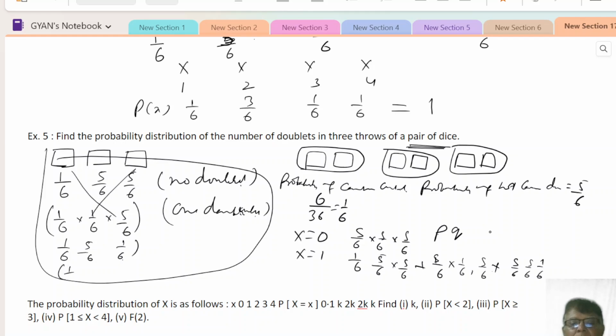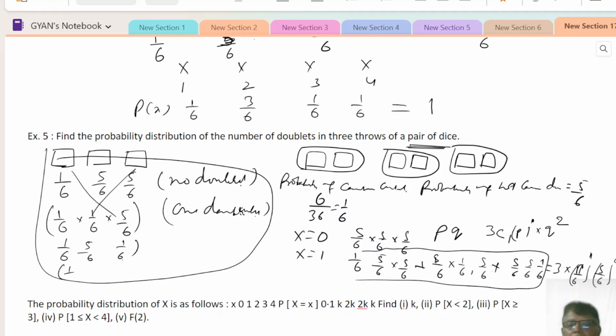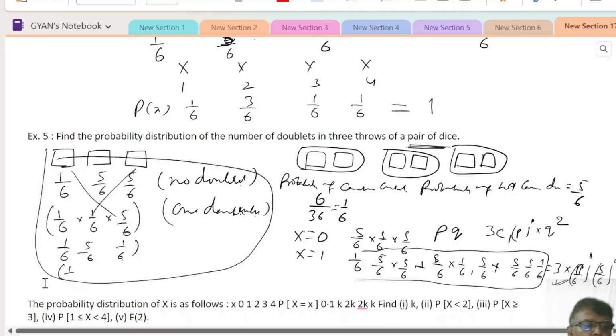Then what will be the three trials? Three trials means 3C, and we want one success. So P to the power 1 and Q to the power 3 minus 1 is 2. So it is equal to 3 into P, P means 1 by 6 to the power 1 and 5 by 6 to the power 2. This is the same thing, either you do by this method or you do by this method. So x1 is equal to this one.